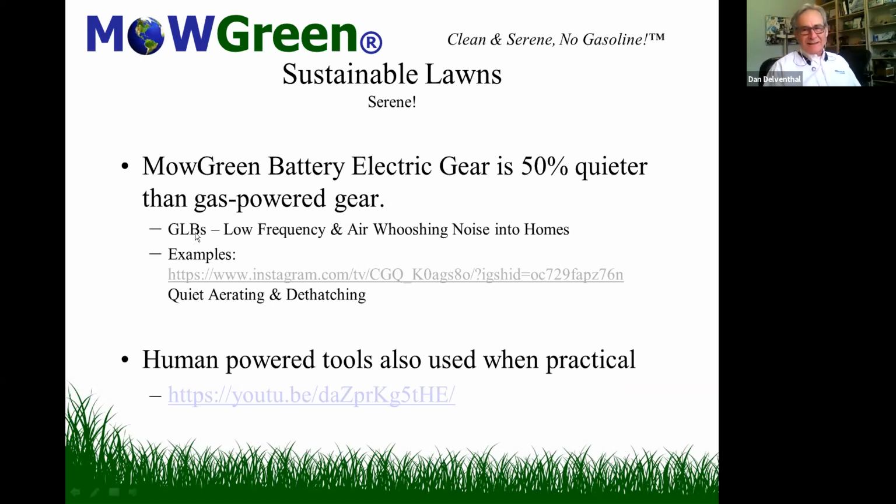When it comes to gas leaf blowers, and they are the worst, they emit a low frequency sound, and the air whooshing noise also, both those types of sounds enter homes really easily. And so it really makes it brutal. And it's a victim's rights thing. People should not be using gas leaf blowers at all, which is why I volunteer so much for helping towns out to counter the resistance.